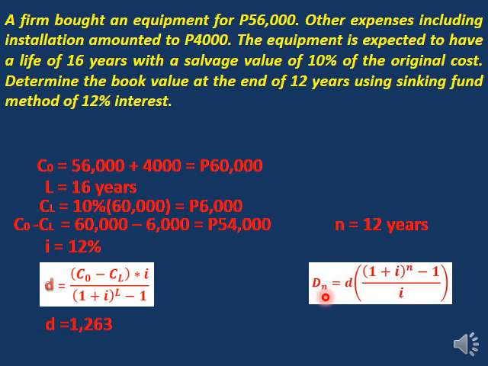Substituting the values, we have D = 1,263, our I is 12%, our N is 12. So we can now compute for the total amount depreciated. And since we are computing for the book value, whatever amount is computed for the depreciation, we simply subtract that from the 60,000 pesos in order for us to get the book value at the 12th year.